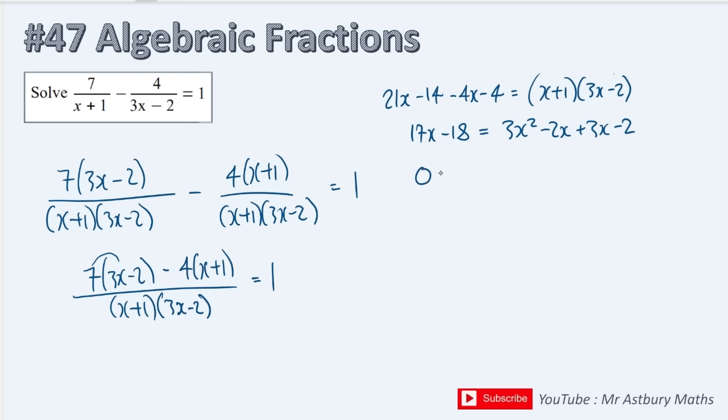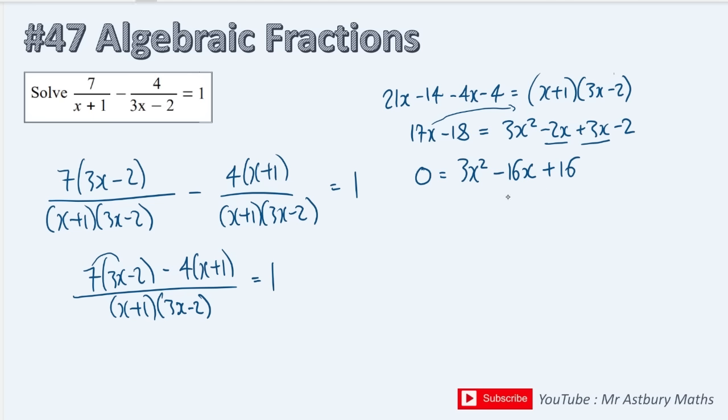This is a quadratic, so I want it equal to 0. I'm going to move everything to the right-hand side. I'm going to get a 3x squared. I've got already a minus 2 plus a 3x, which is going to give me a plus 1. But then I'm going to minus 17. So 1 minus 17 is minus 16. And I'm going to add 18 to both sides. So that's going to give me plus 16.